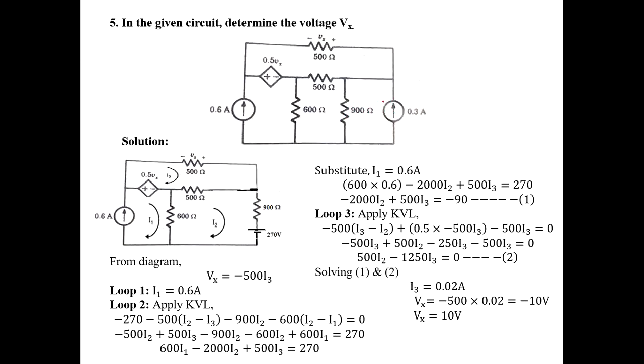First we have to convert this current source into a voltage source. For that, we just have to draw the resistor in series with the voltage. We know that V equals I into R. The I value is 0.3 and the R value is 900. We got the answer as 270 volts. 0.3 into 900 is equal to 270. Then we redraw the diagram with this 900 ohm in series with the 270, and the remaining is the same.